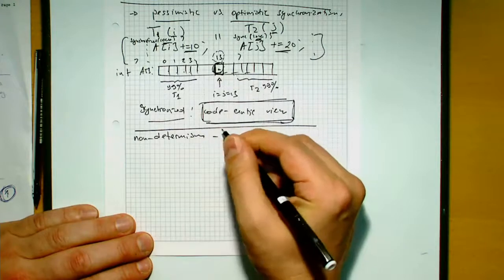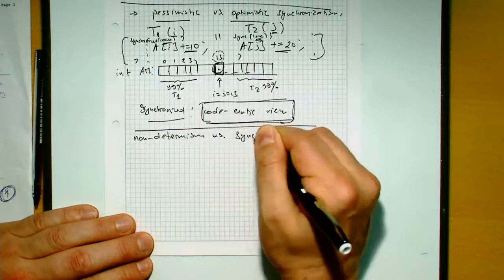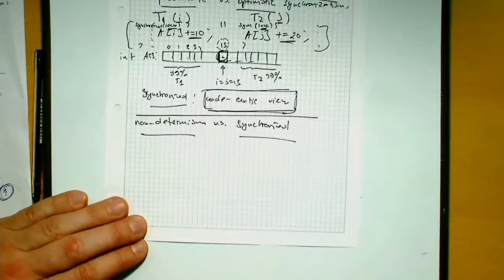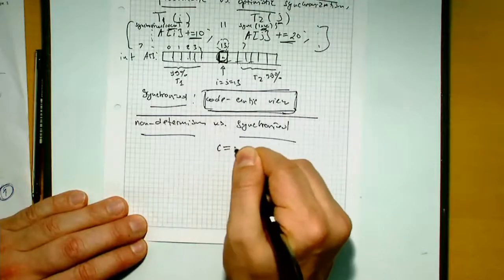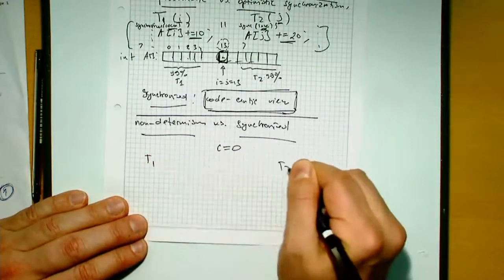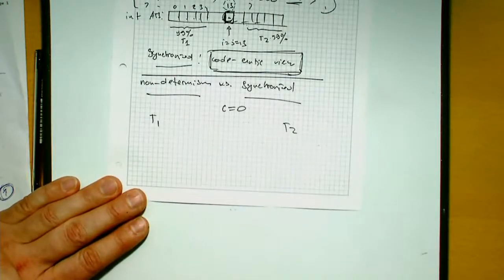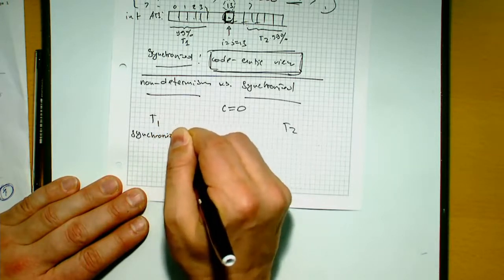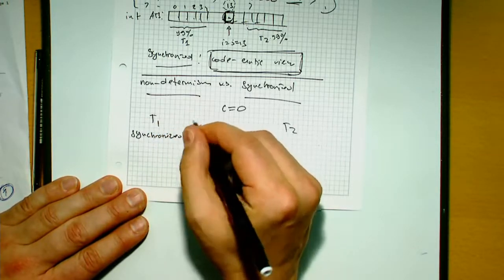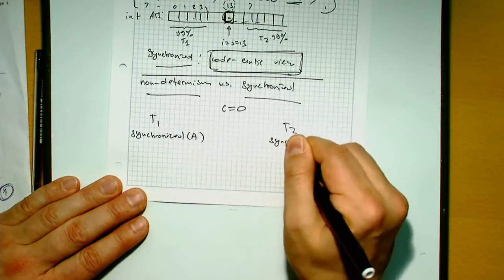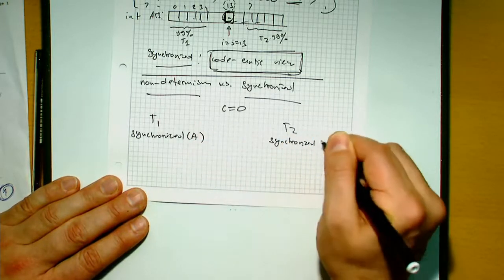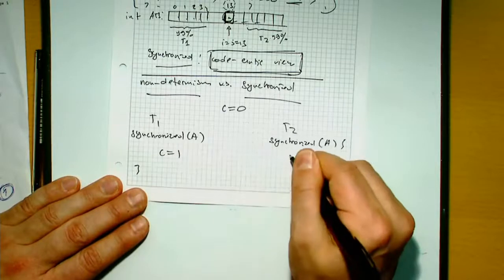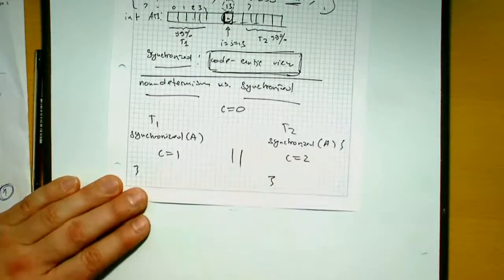Something like non-determinism versus synchronized. This is kind of intuitive. It's not really a surprise, probably. But if you have something like that again with our counters, and I have T1 and T2 here, and I do something like synchronized, let's say that I'm locking A. I'm just taking the same lock here. It's kind of intuitive, but let's just write it for completeness. And here I'm doing C is equal to 1, and here C is equal to 2.